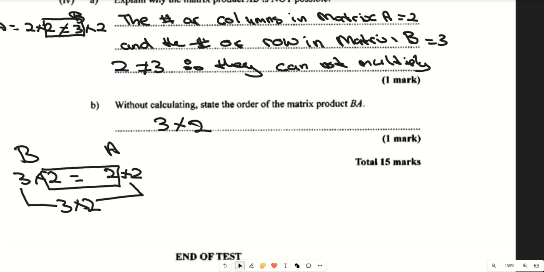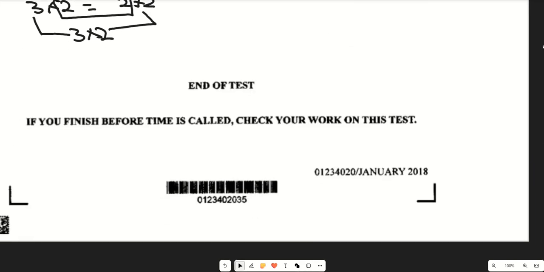And that would be the answers for the January 2018 matrices and vectors question.